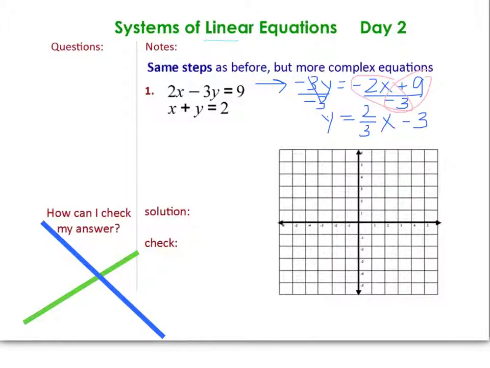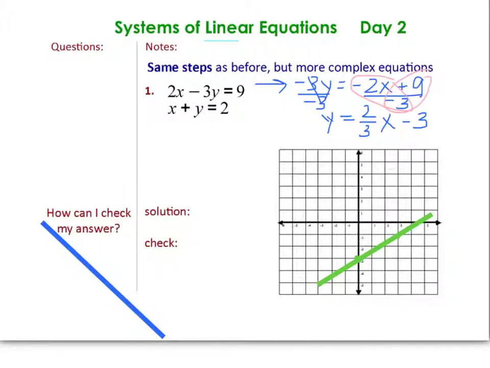A positive divided by a negative is going to give me negative 3. Well, I know how to graph this. I'm going to start down at negative 3. I'm going to rise 2 and run 3. I need 2 dots to make a line. And then bam, that green line represents that equation.